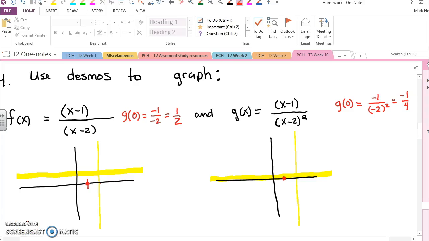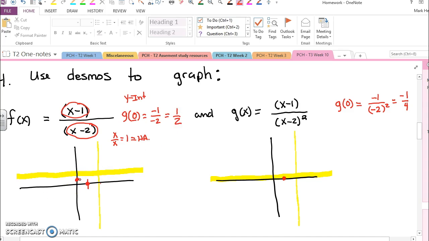In graphing each of these problems, I've identified the easy things. A 0 at 1 from the numerator, a vertical asymptote at 2 from the denominator, x over x simplifies to y equals 1. That's my horizontal asymptote as shown. And the last thing that's pretty easy is the y-intercept. When x equals 0, y is a half.